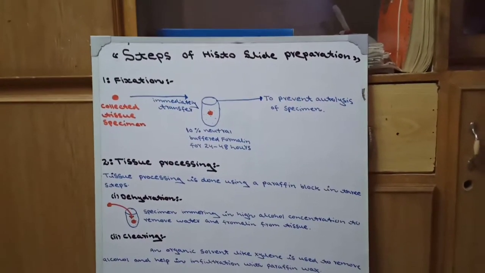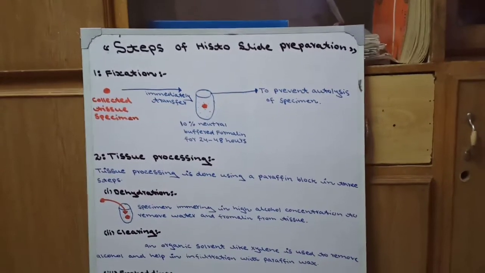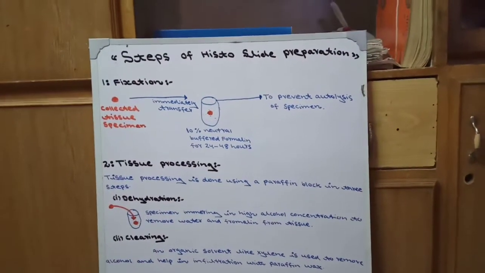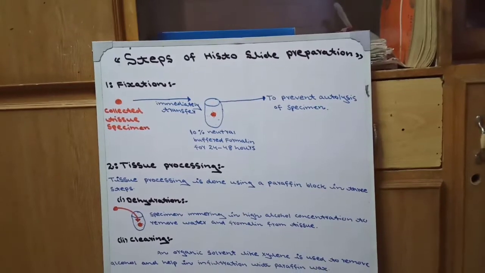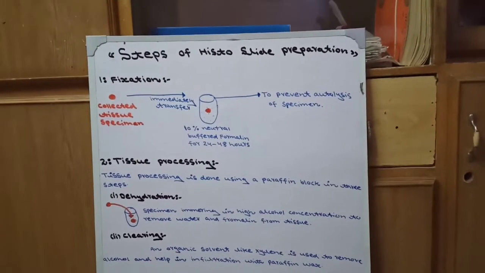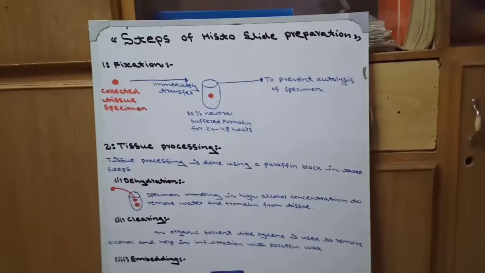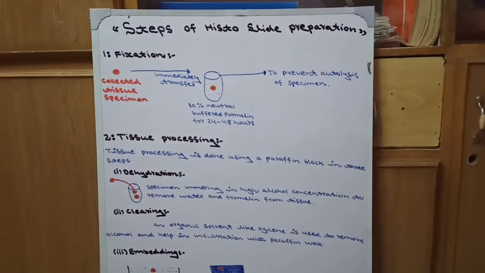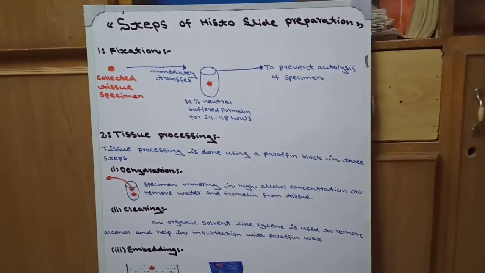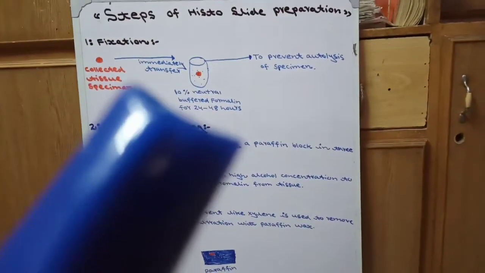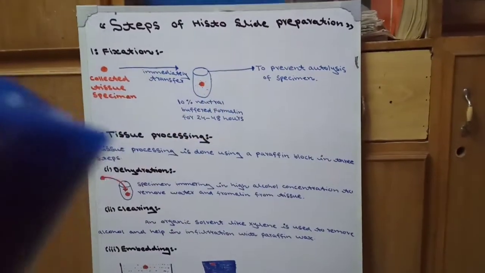Why in fixation do we immediately transfer the collected tissue specimen to 10% neutral buffered formalin solution for 24 to 48 hours? To prevent autolysis of the specimen. To prevent autolysis of the specimen means to preserve the specimen. For preservation in the fixation stage, we transfer the collected tissue specimen to formalin solution for 24 to 48 hours. This is the first step of histoslide preparation.